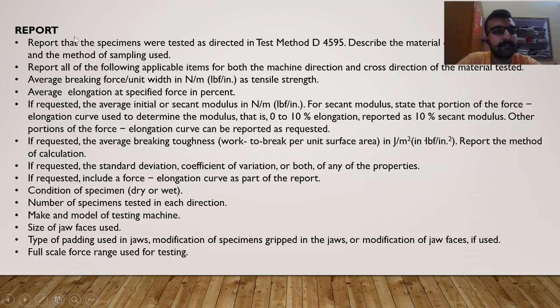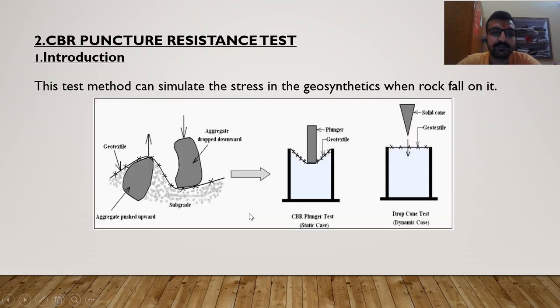Now we will prepare the final report, in which we will calculate the average breaking force, average elongation at specified force in percent, and if requested the average initial and secant tensile modulus as discussed. If requested, the average breaking toughness, and we will specify the condition, either dry or wet. The size of the jaw face and the full scale force range used for testing.